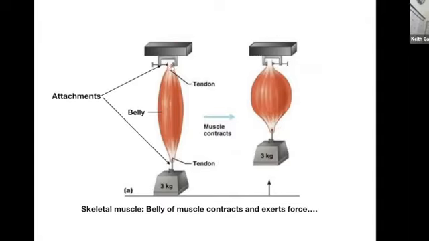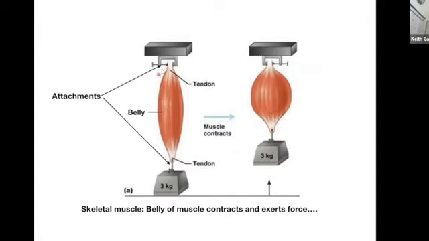These attachments right here: the muscles are going to merge onto these tendons, which are dense regular connective tissue, and then insert onto the bone. So you have these attachments that are attaching the muscle to the bone. There are names for these attachments.